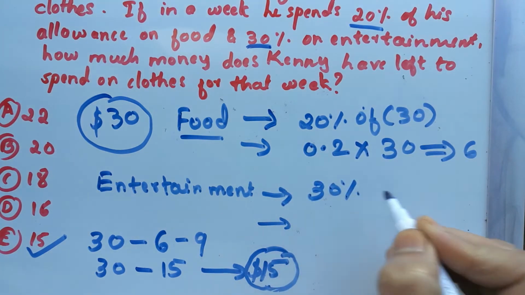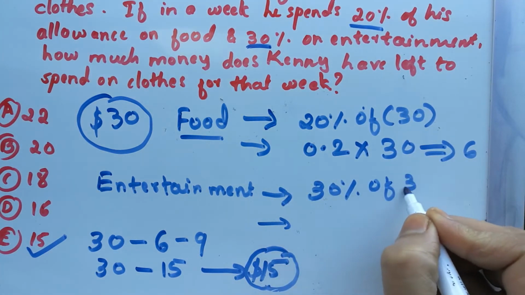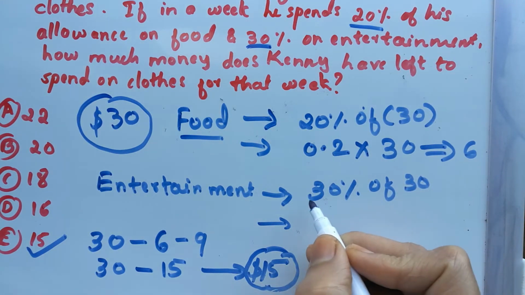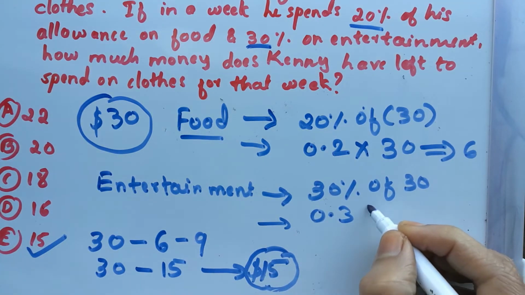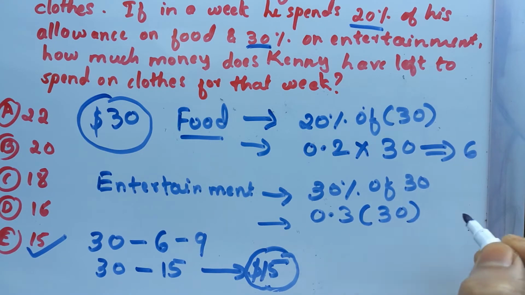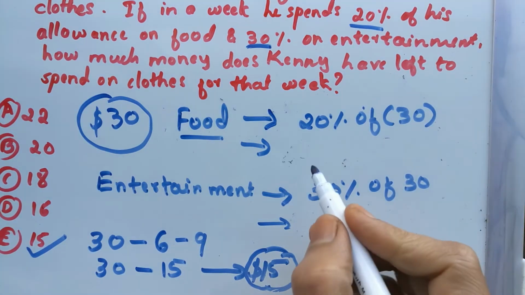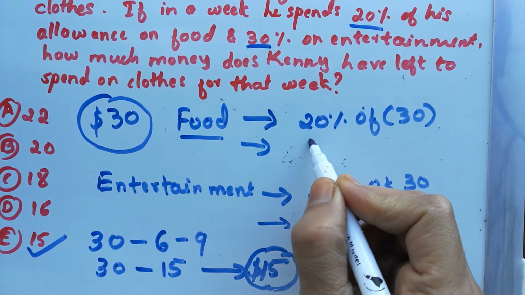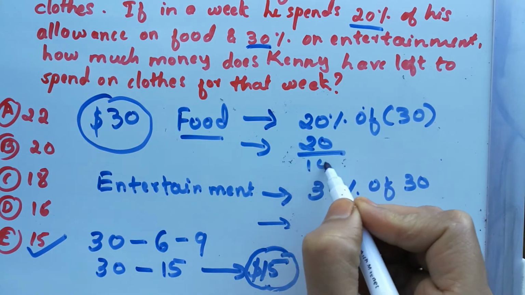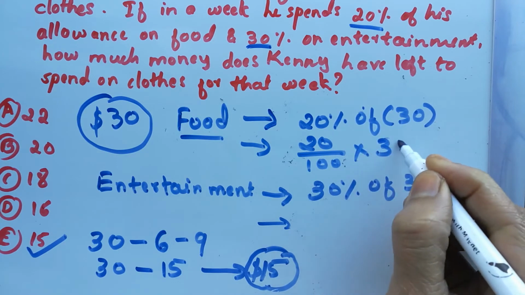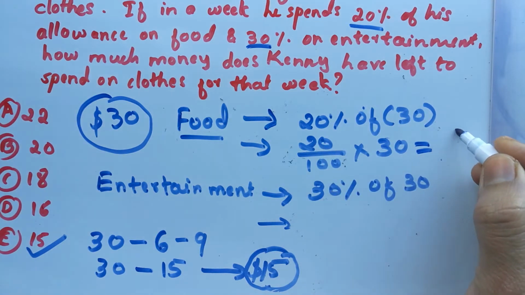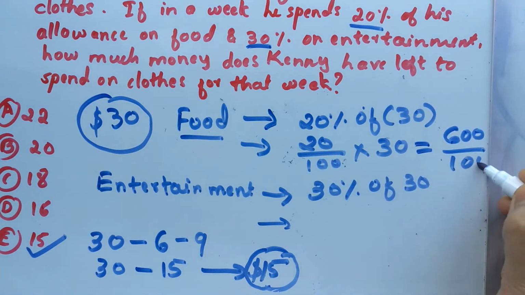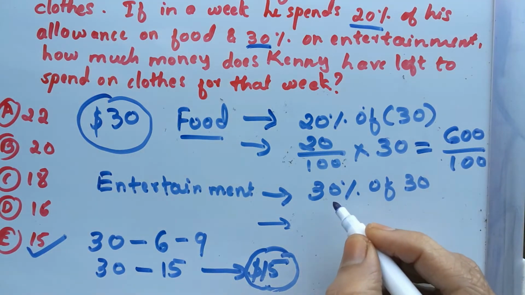30% of 30. This is also 30%, means 30 divided by 100. 30 divided by 100 means 0.3. 0.3 multiplied by 30, so you'll get 9. Or you can simplify this as 20 divided by 100 multiplied by 30. So 30 times 20 is 600. 600 divided by 100. This is 100 times 6. So answer is 6.